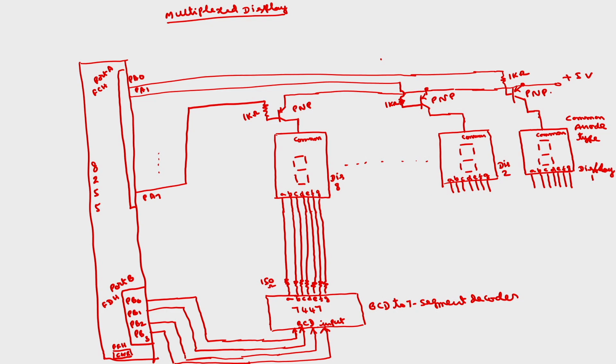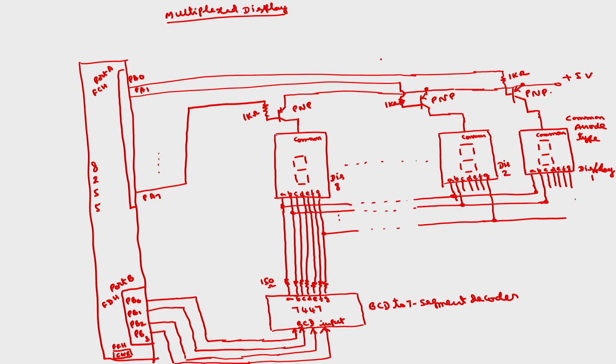Now we are going to connect the A's of all these displays to a common A, B to B, C to C, and so on up to G to G. So a single 7447 is going to control 8 7 segment displays, display 1 to display 8.